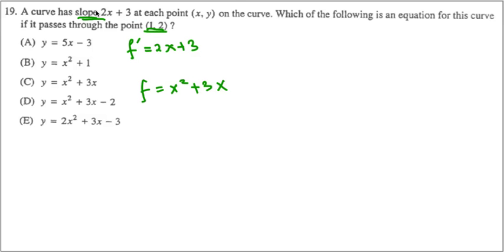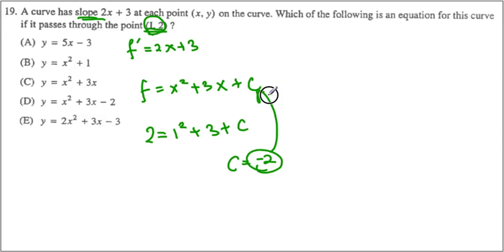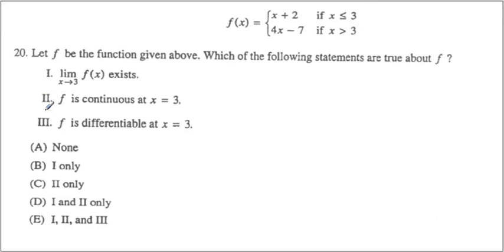All right, so let us look at this one. Then we have plus c over here. But it has to satisfy this condition. So in place of x, I'm going to place 1, and in place of y, we're going to put 2. So 2 equals 1 squared plus 3 plus c. Once you calculate this, you will realize the c has to be -2. Therefore, our answer should be this one.